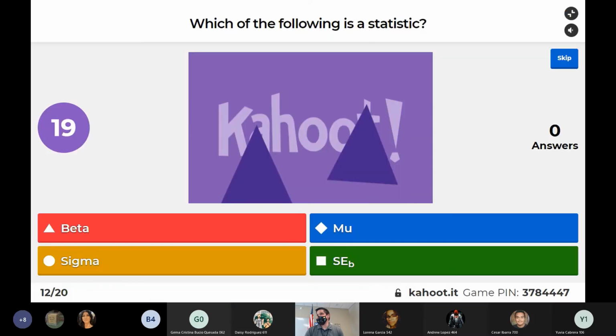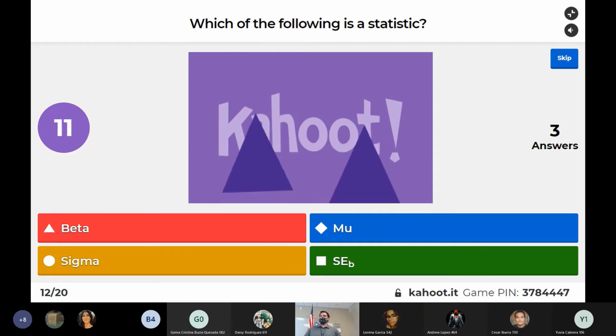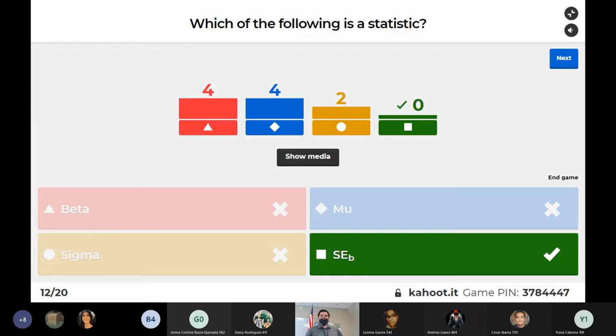Which of the following is a statistic? So which of the following is used to represent something we know about a sample? Or something we can calculate about a sample? All right, so the correct answer on this one is the standard error of whatever B was representing. And the standard error has to do with the standard deviation of the sample.